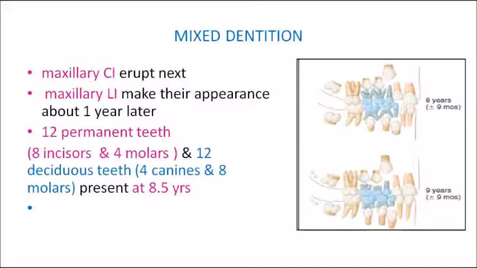And you will also have 12 deciduous teeth. That is the 4 canines and the 8 molars. So around 8.5 years of age, 12 permanent teeth and 12 deciduous teeth will be present in the oral cavity.